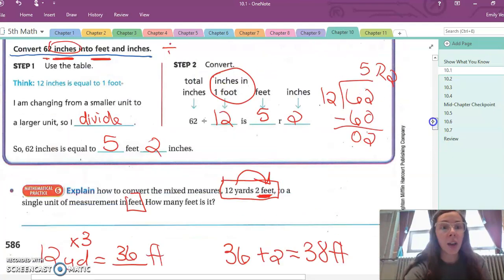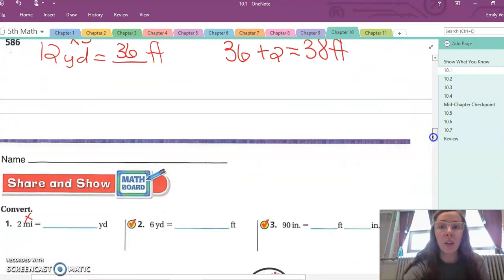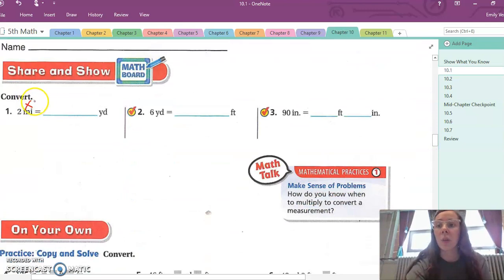So I'm going to go back up to that chart. I need one for miles and yards. Here it is. 1 mile equals 1,760 yards. So that's what we're going to multiply with down here. And they give you room to work, so don't be afraid to use that. If you run out of room, put it on a different piece of paper so that I can see it, okay?